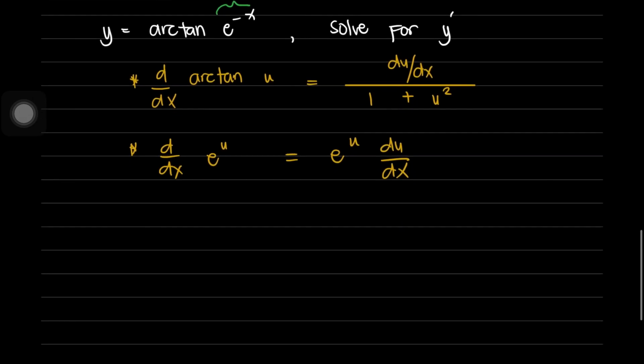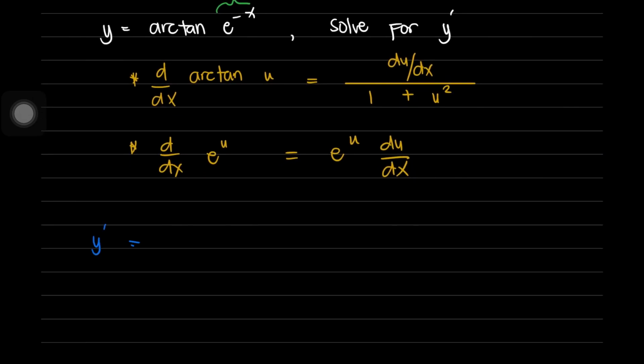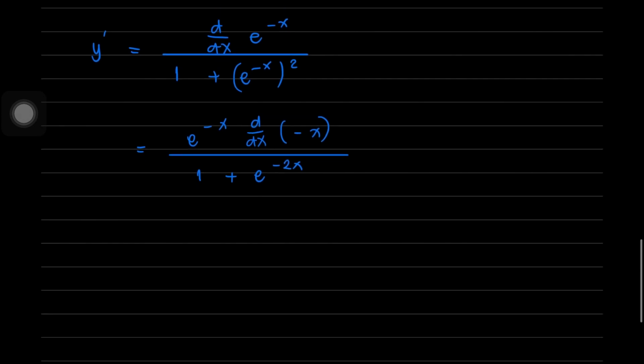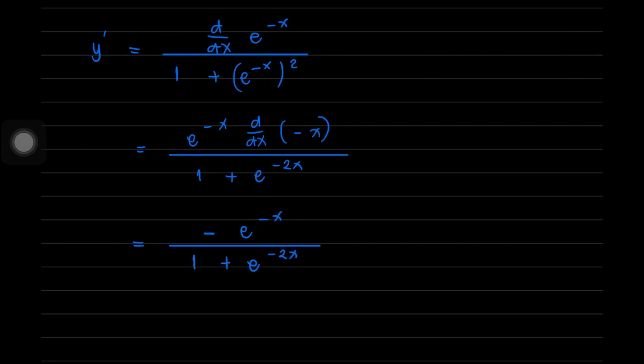Applying the formula to solve for y prime, this is equal to the derivative with respect to x of e raised to negative x, all over 1 plus e raised to negative x, raised to 2. Solving for the derivative of e raised to negative x, that is equal to e raised to negative x multiplied by the derivative with respect to x of negative x, all over 1 plus e raised to negative 2x. This is equal to negative, because the derivative of negative x is negative 1. So that would be negative e raised to negative x all over 1 plus e raised to negative 2x.